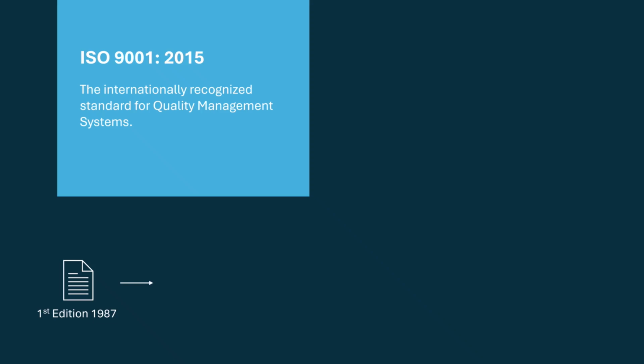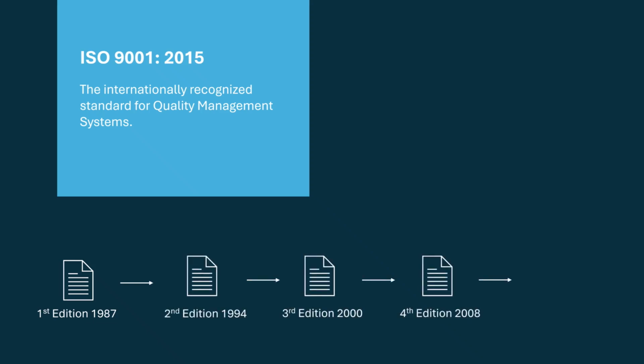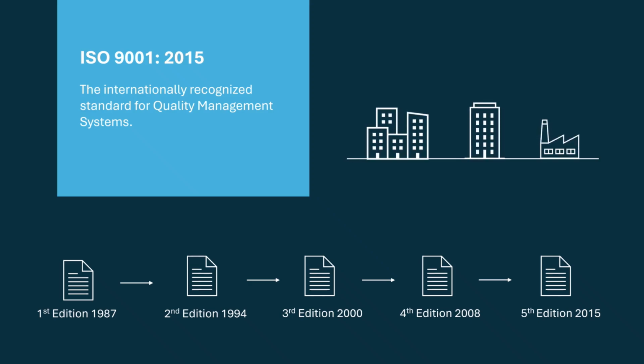Since its first edition in 1987, ISO 9001 has undergone several updates to reflect the evolving needs of organizations and global trends. The standard applies to organizations of all types and sizes, promoting process efficiency, operational consistency, and evidence-based decision-making. By implementing ISO 9001, a company can strengthen stakeholder trust, particularly with customers, by improving internal performance and fostering a culture of continual improvement and customer focus.